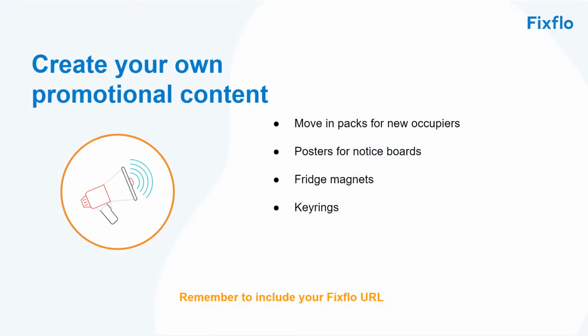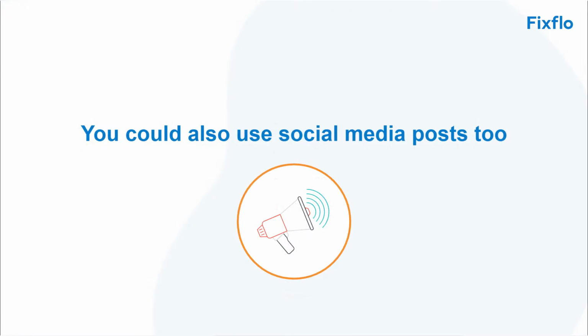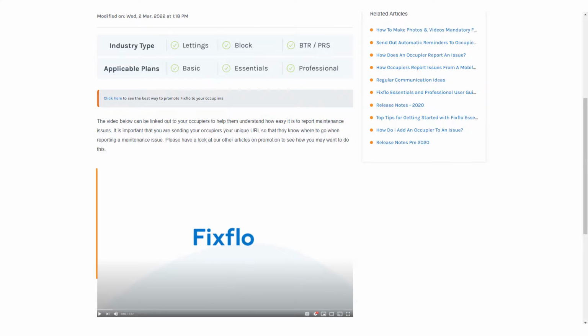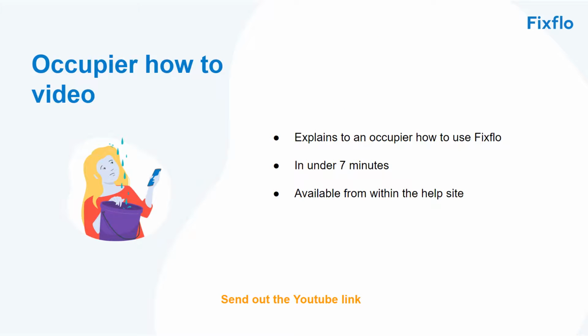Some examples of what you could create are move-in packs for new occupiers, posters for notice boards, fridge magnets, and keyrings. Further, you could always use social media posts to aid promoting Fixflo to your occupiers. There is also a video which you can link out to occupiers to help explain to them how to use Fixflo. This can be easily accessed by clicking here. Simply click on the video and you'll be taken to YouTube, and this is what you should link out. It's just under 7 minutes long, and it will really help your occupiers to better understand how to report maintenance issues.